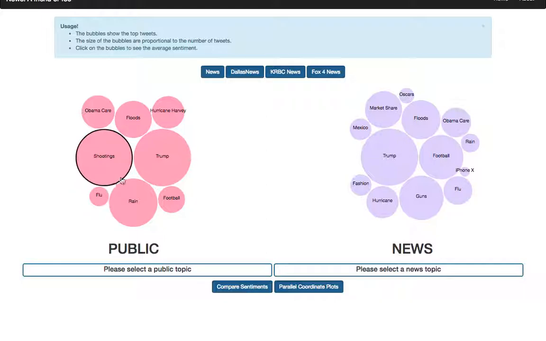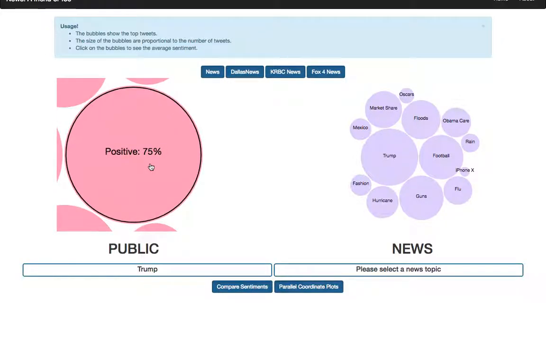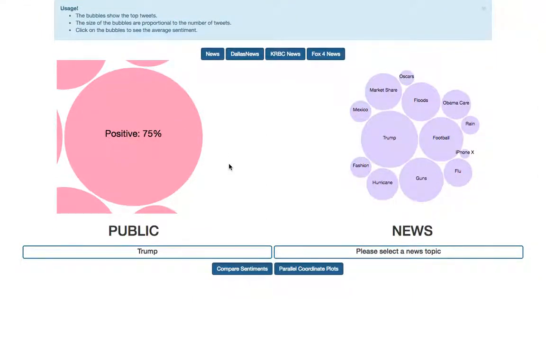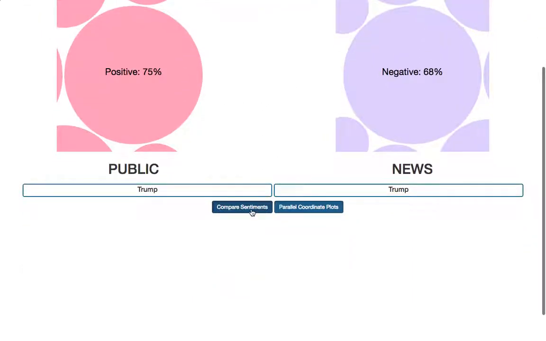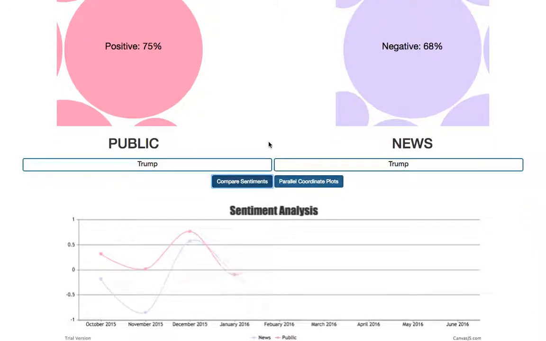These circles can be clicked to see the average sentiment of that class about the topic. This is the zoom and filter stage. Further, the sentiment about the selected topics from the two classes can be compared by clicking on the Compare Sentiment button, to see the changes in sentiments of the two classes on the selected topics over a period of time. This is the details on demand component.